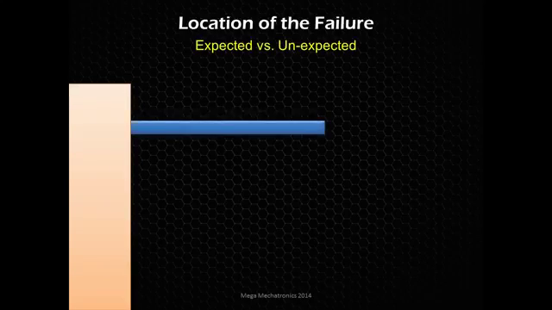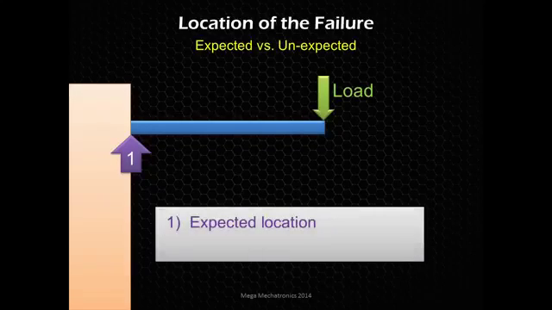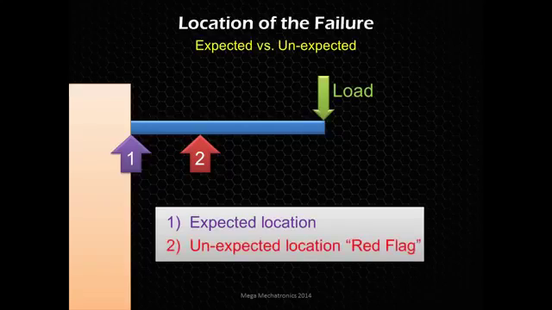So let's say we have a fixed structure with a bar that's attached to it, and we apply load to this. At this point, where it attaches to the fixed structure, that's where we would expect it to fail, because that's where the max stress theoretically should be on a type of load like this with a bar. However, if the bar fails at this point, that's unexpected. We expected it to fail at the first point.